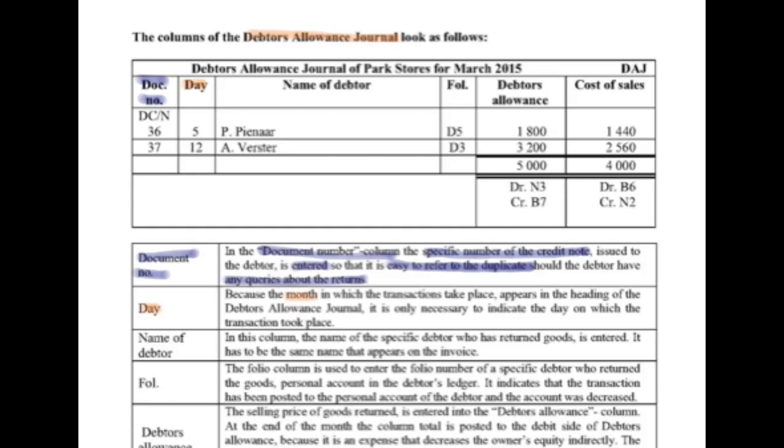Now, because the month, as you can see there, in which the transactions take place appears in the heading of the debtors allowances journal, it is only necessary to indicate the day on which the transaction took place in this column.